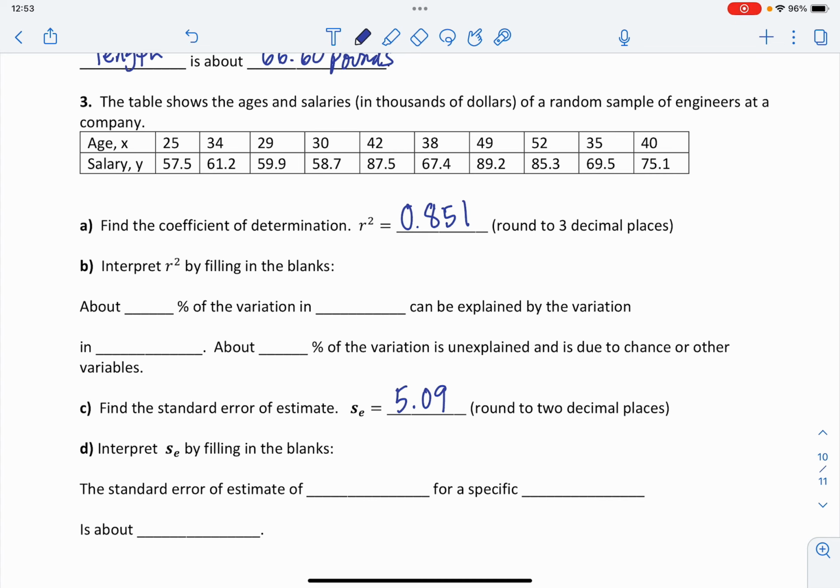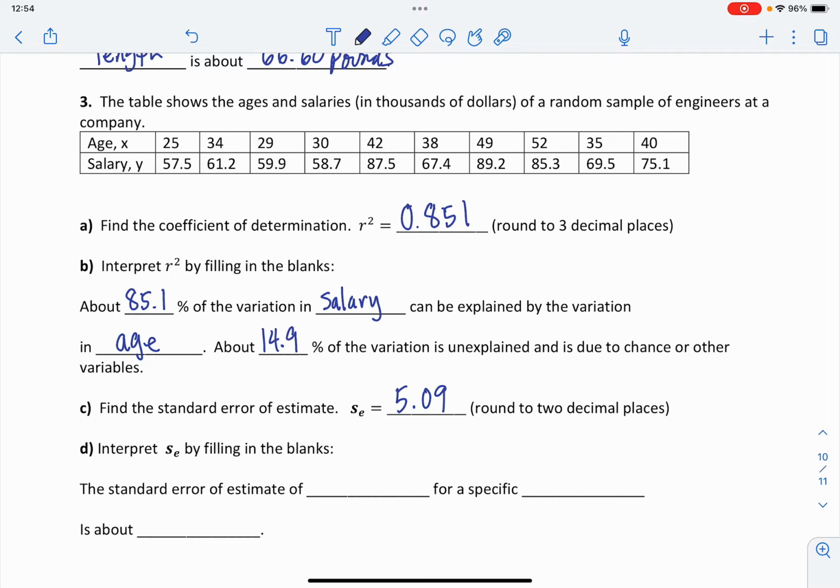So the interpretation of R squared is about, convert that to a percent, 85.1% of the variation in the Y variable, salary, can be explained by the variation in age. And then about, we want these to add up to 100, so 14.9% of the variation is unexplained or due to chance or other variables.